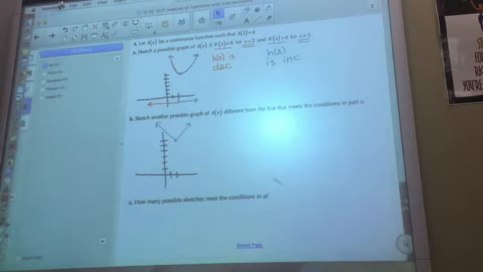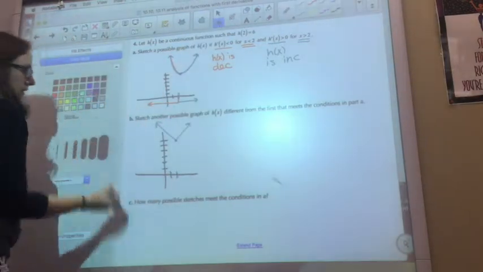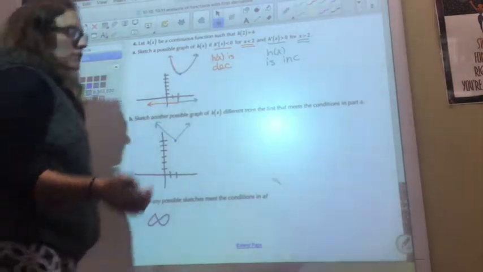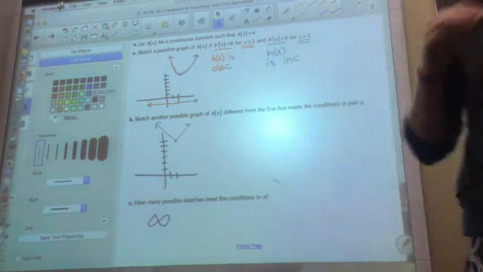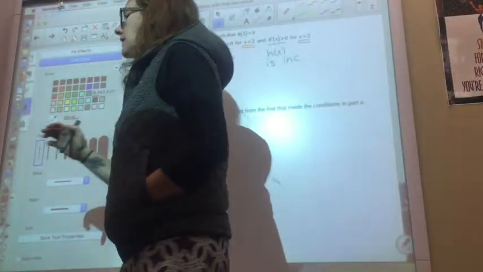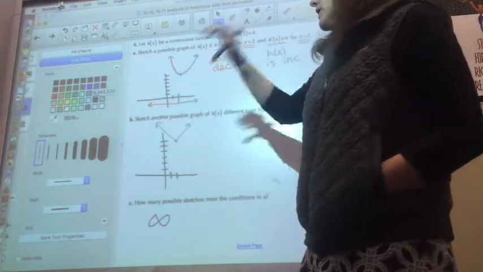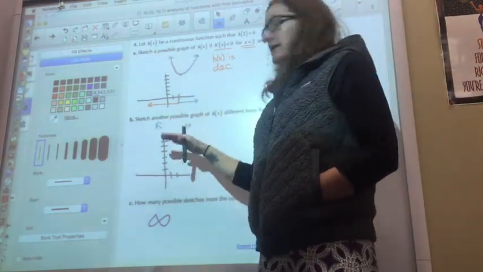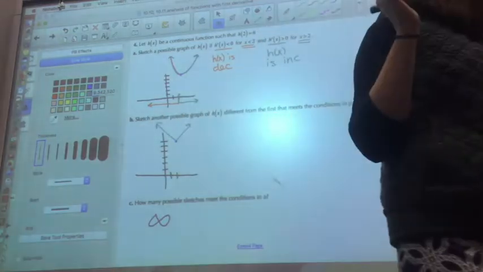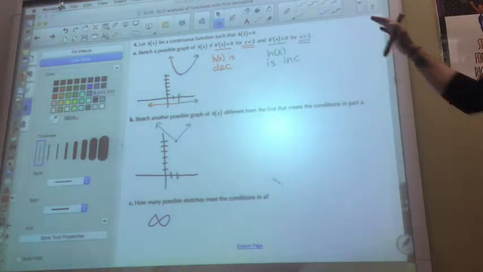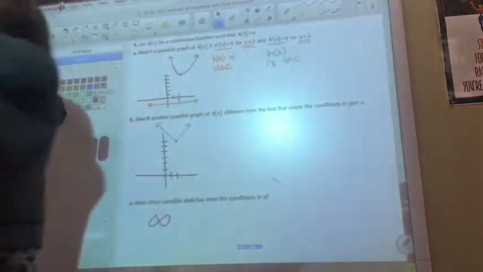How many possible sketches meet the conditions? A lot. How many, a lot? Like 5, 100? An infinite number. So there are an infinite number of sketches that could have met those conditions, right? Because we could have done something crazy where we had a line switching to a parabola, or the steepness of our parabola could change, or the steepness of our lines could change. We have an infinite number of possibilities that met that condition. Okay.